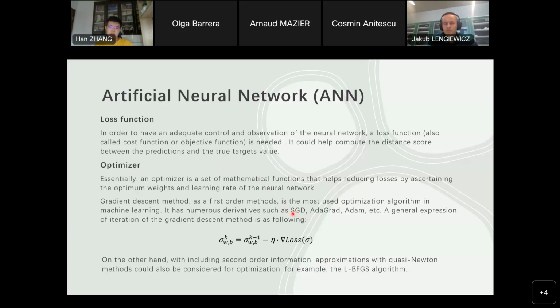In current research, the most frequently used optimizers are SGD and Adam. They are all derivatives of the gradient descent method, which is a first order method, and it has a general expression of this equation. Also, if we include some second order information, approximation based Newton methods or quasi-Newton methods can also be considered for optimization. For example, we have the LBFGS algorithm. Both the LBFGS algorithm and SGD and Adam have been tested in this research.